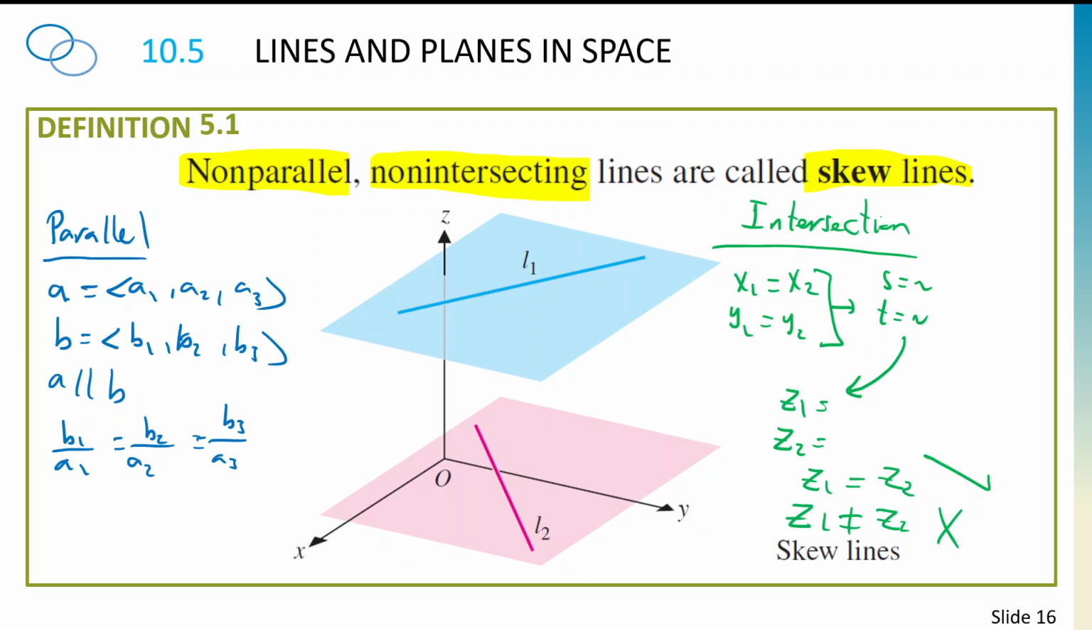So I need to show whether they intersect or not. Assume yes. If they do, then x1 equals x2 and y1 equals y2. These two equations will allow me to find the values for s and t. Then if I replace the values for s and t in z1 and z2, they should give a true statement. If they are equal to each other, yes, they do intersect. If not, then my original assumption was wrong and they don't intersect. Okay, so this is the technique that we're going to follow.